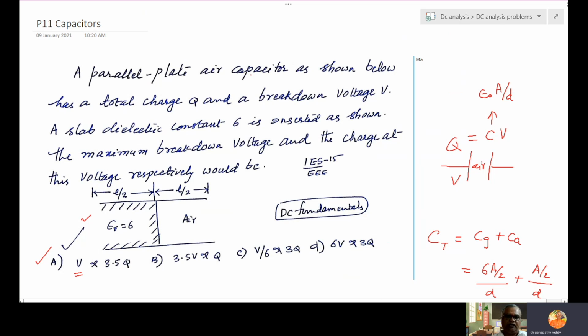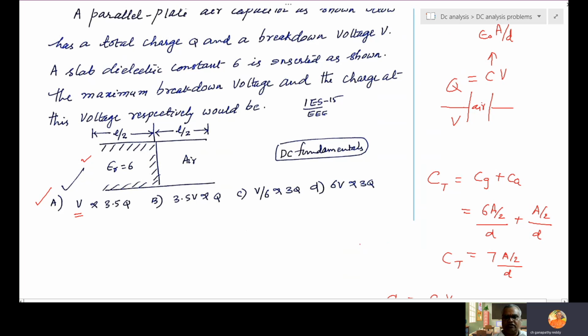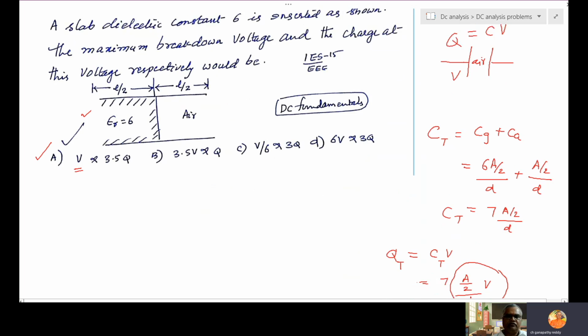A parallel plate air capacitor as shown below has a total charge Q and a breakdown voltage V. A slab of dielectric constant 6 is inserted as shown. The maximum breakdown voltage and the charge at this voltage respectively would be. At this voltage means V. So what is the charge? 3.5.